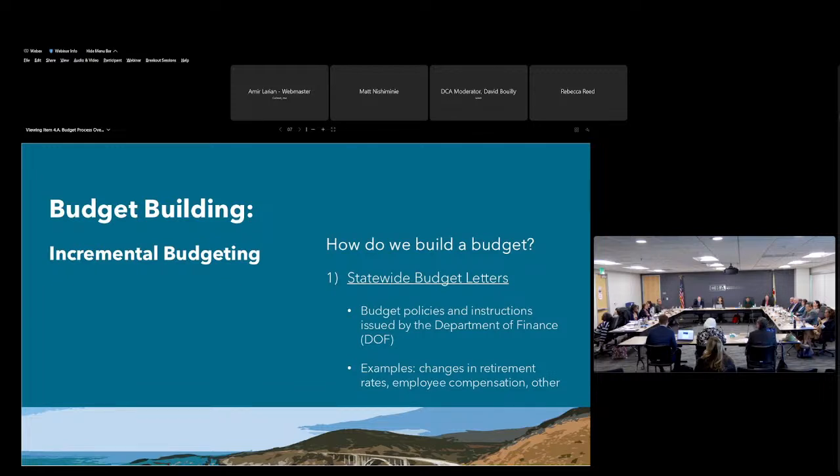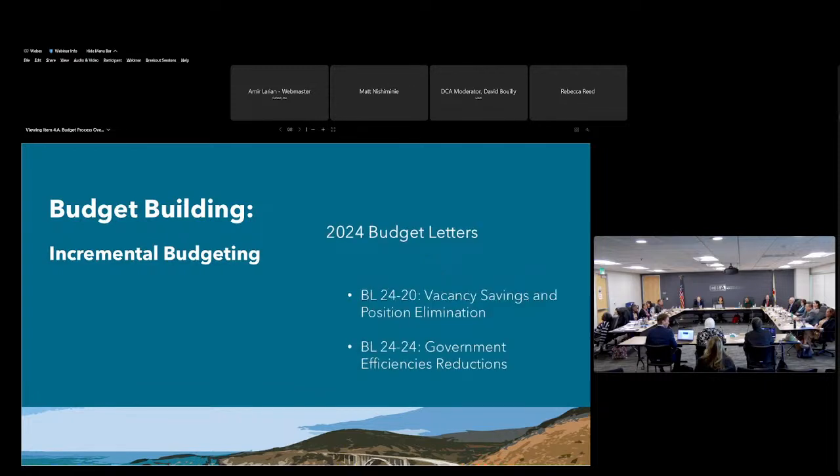Statewide budget letters are budget adjustments issued statewide by the Department of Finance. There are certain budget letters that are issued yearly to every department, such as the salaries and wages drill, retirement rate adjustments, and the employee compensation adjustments. The Department of Finance can also issue other budget letters, such as those that reflect the priorities of the administration. Next slide. And I invite Suzanne, if you'd like, to talk about some of the budget letters from this year.